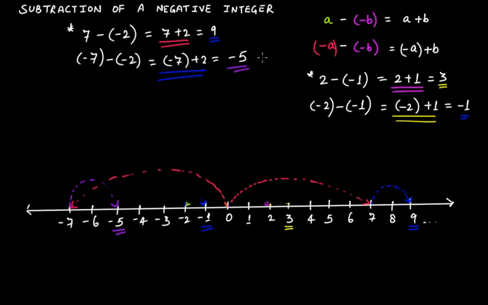Okay, so I just explained to you with a general rule what you would do when you have to perform subtraction from any integer, and then I represented that on a number line showing how you will do this.